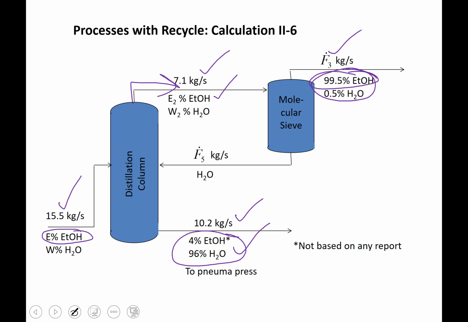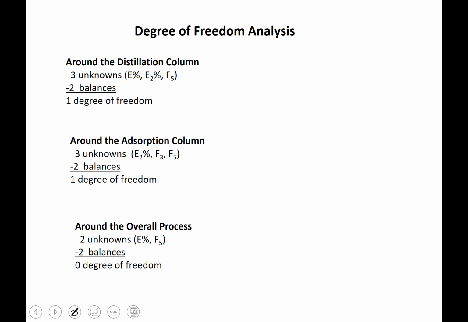So we're going to look at the degree of freedom analysis and try to identify what would be the best place to do our balances. If we look at the distillation column, we have 3 unknowns, and we can do 2 balances. If you look at the adsorption column, we have 3 unknowns, and we have 2 balances. If we look, however, at the overall process, we have two unknowns only, and we can do 2 balances. So this is going to be our choice to proceed with the calculation.